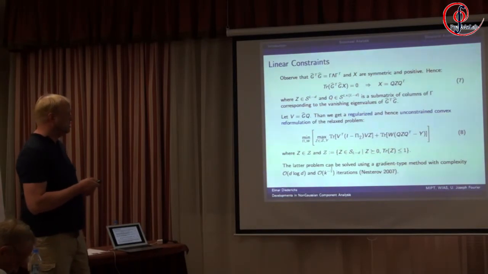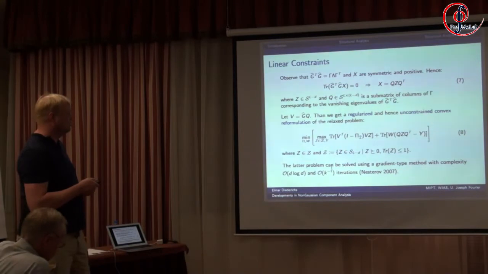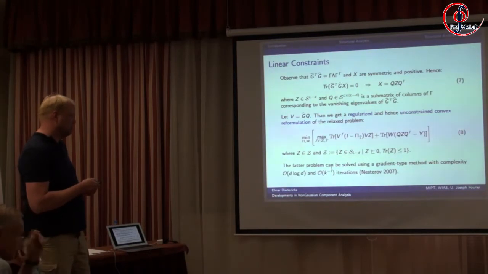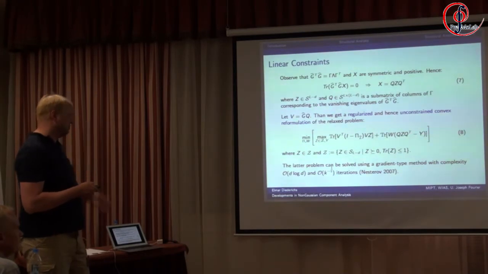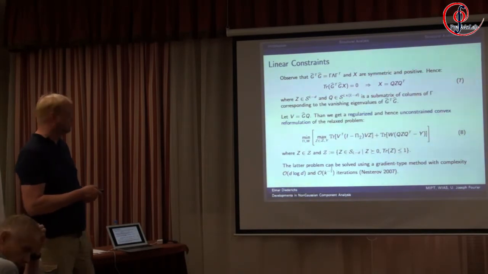Using Q, we can introduce a new variable, a new matrix V, and we get a regularized and hence unconstrained convex formulation of our final problem of the following form. This final formulation allows us to solve the estimation of the projector onto the target space directly.